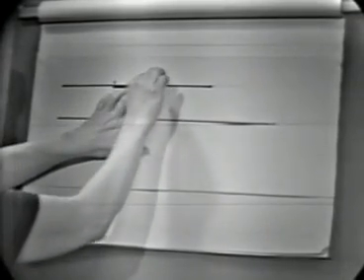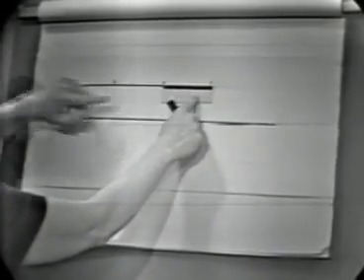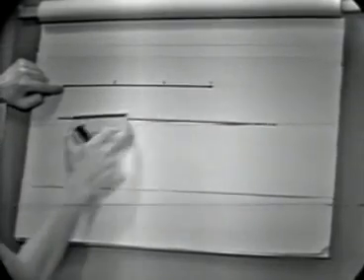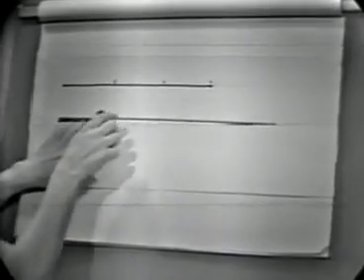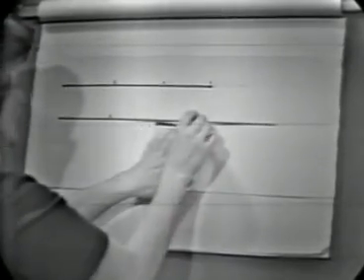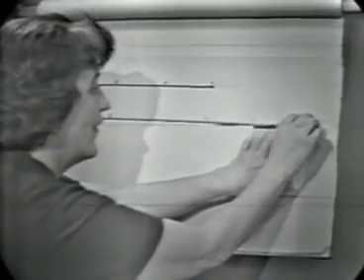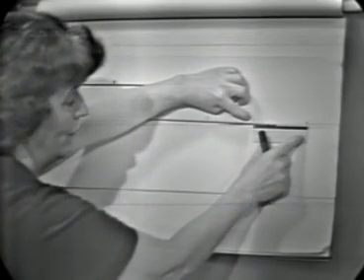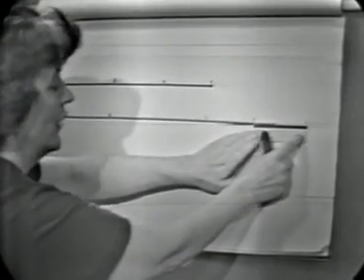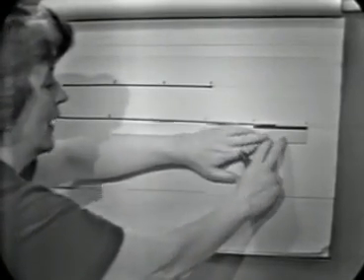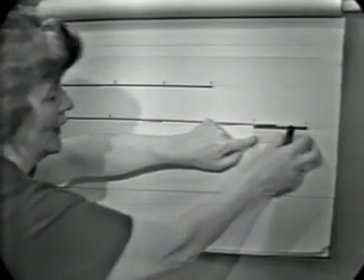We find 1, 2, 3. The length of this segment is 3 units. We do the same here. 1, 2, 3, 4. We see that this is greater than 4 units, but less than 5 units. In fact, to the nearest unit, we would say the length of this segment is 4 units.